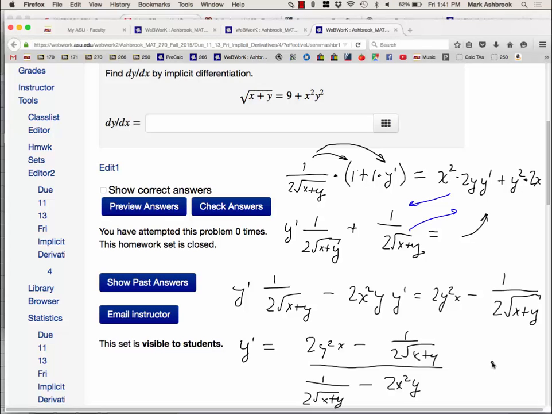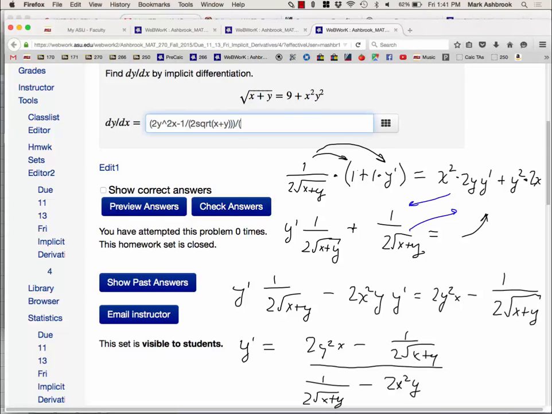Here will be a good one to use the preview answer. So let's write this in and see how the preview answer helps us. And if you want to use the negative exponents, like negative 1/2, that's fine. So here we go, 2y squared x minus 1 divided by, parentheses, 2 square root x plus y. Okay, that's the numerator.